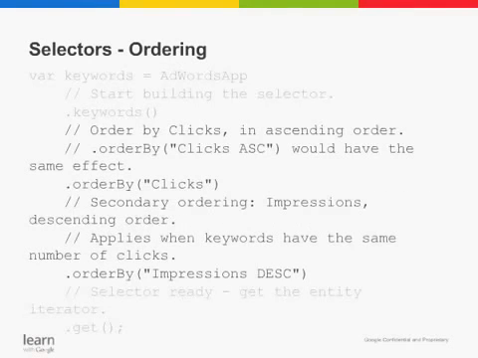Here, we're telling the selector we'd like to see our objects in a certain order. For example, by clicks in ascending order or by impressions in descending order. It will order first by the primary, the first type of ordering that you specify, and then by the secondary ordering if it needs a tiebreaker.